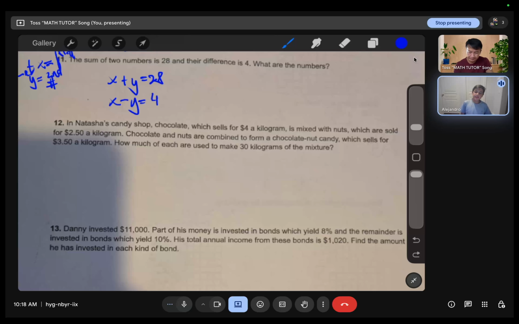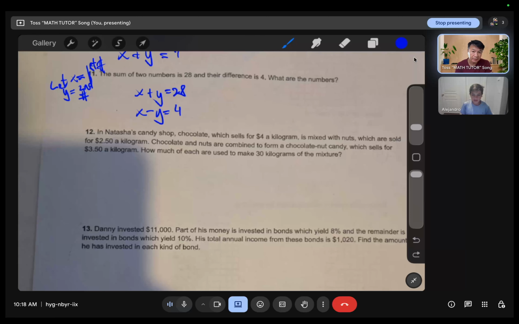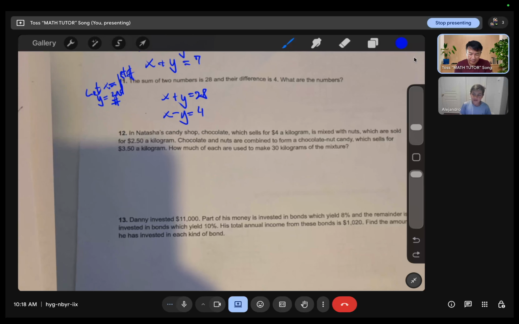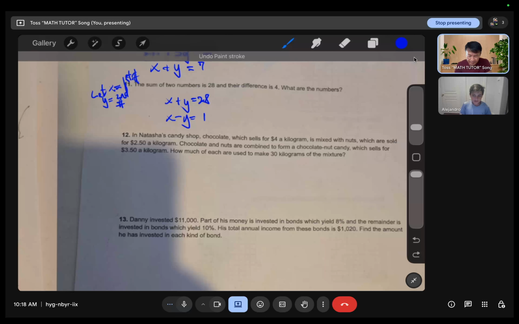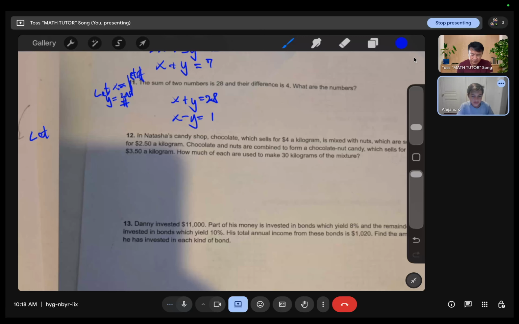Our teacher taught us a method to deal with these mixture problems. Yes, there's a method. Remember, you've done this before too, right? Yeah, I remember doing this. But wait, shall we declare the variables first? Yeah, we can declare the variables. What do you want to call the variables? Do you want to do x and y, or the c and the n? C for chocolate, n for nuts.